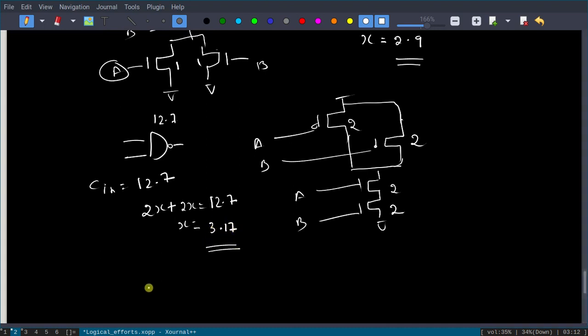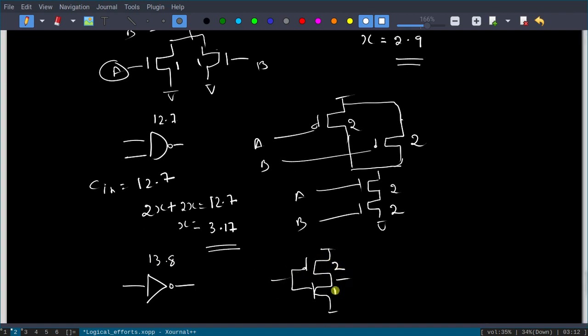Okay, so finally the NOT gate, its size is given, 13.8. So the structure we know already. This is 2, this is 1, so 2x plus 1x equals 13.8 and x is equal to 4.6, you will get 4.6. Now we have designed all the transistors also.